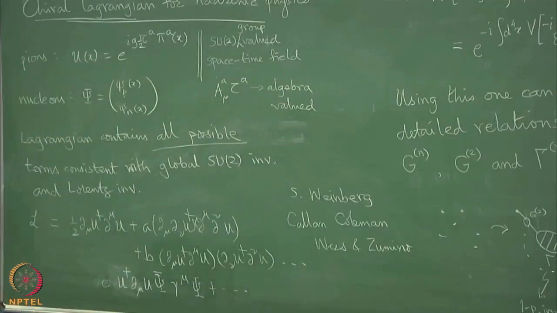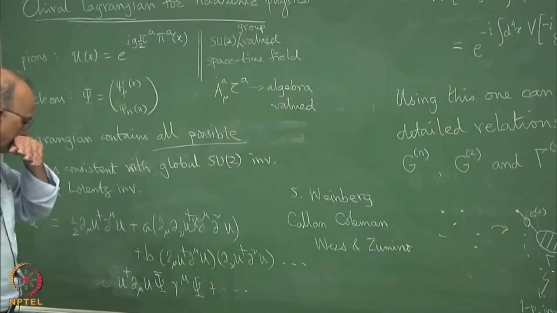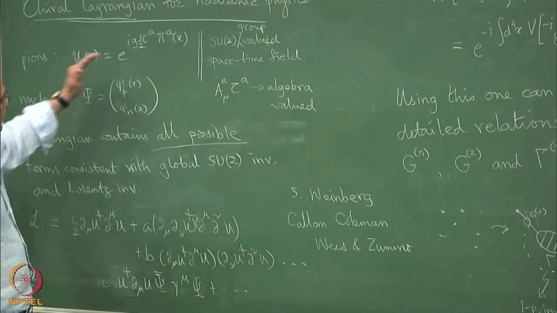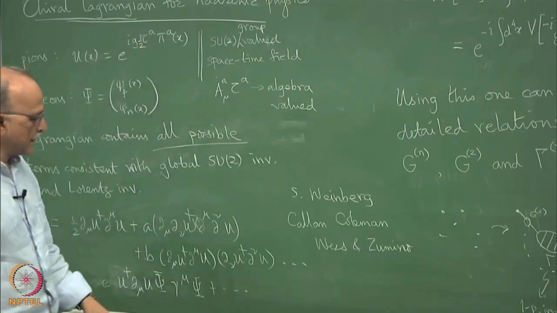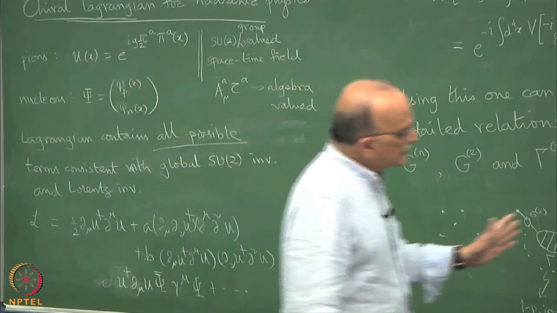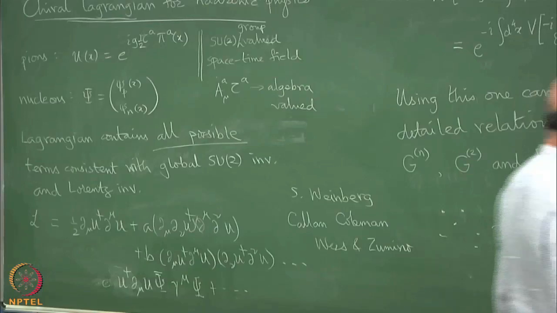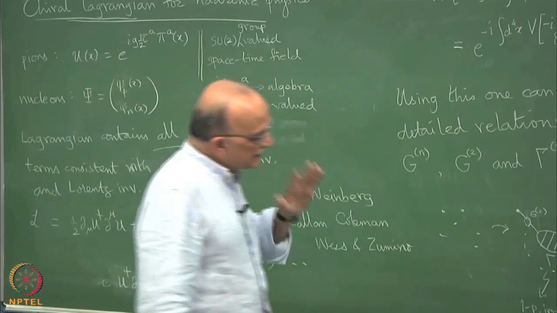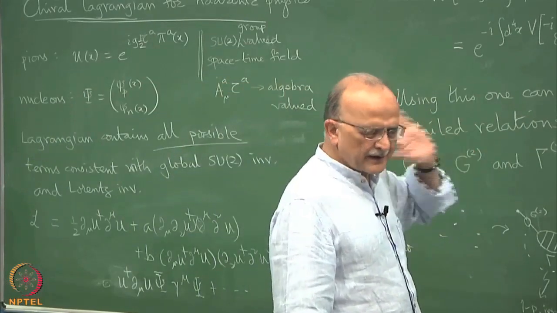So, Weinberg pointed out that you had to write all possible terms and then gave a prescription, but these people then figured out that what it amounted to was doing this. Okay, so it is not always that you will have this. You can have all kinds of wild Lagrangians, but you can still define an effective potential, effective action.